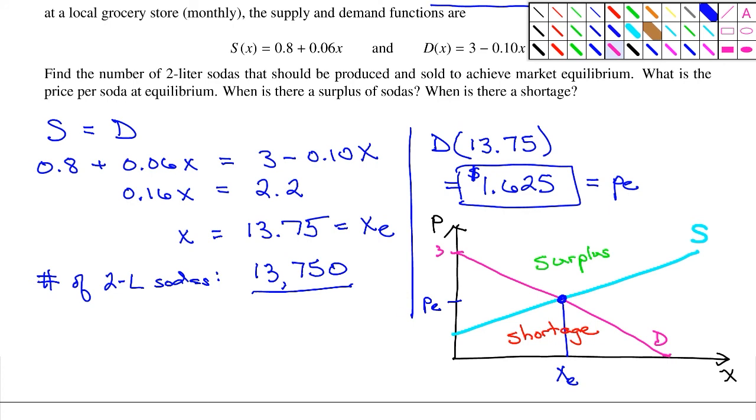All right, now let's mark these numbers here. Mark this number here. This was $1.625, and this was, go ahead and mark it as 13,750. Right there.